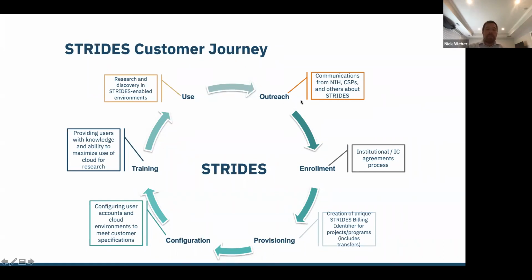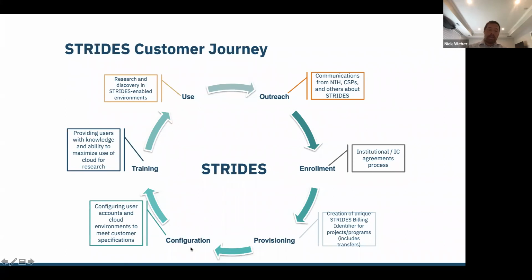So we start with somebody who's heard about STRIDES, like you're doing here in this virtual grant seminar. So we have some outreach materials. Then there's a process for an institution to enroll to be able to participate in the program. That enrollment step has a couple of options that I'll talk about in the next slide. But essentially, it's to be able to make all of those benefits that I described earlier available to you and your research institution. So that's enrollment.